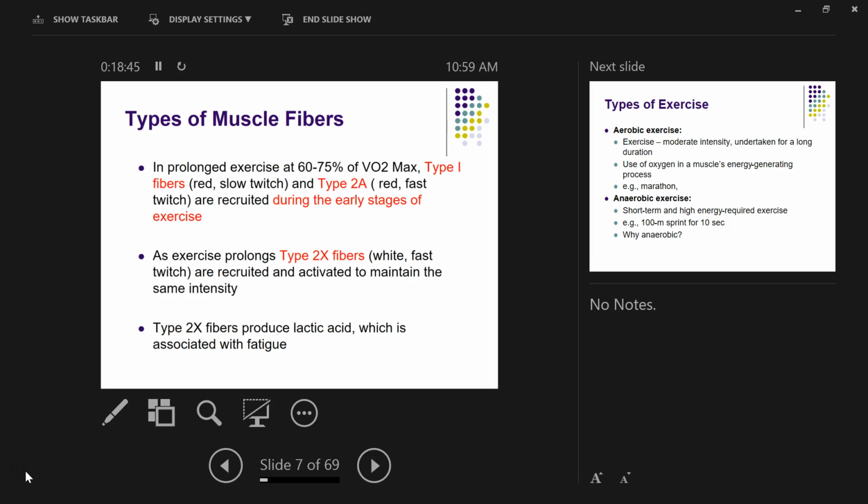Yeah, I think we talked about it already. So type 2 fibers, yeah, right? Because they oxidize glucose and generally produce a lot of lactate, so it is very easy to get fatigue, or they are associated with fatigue.